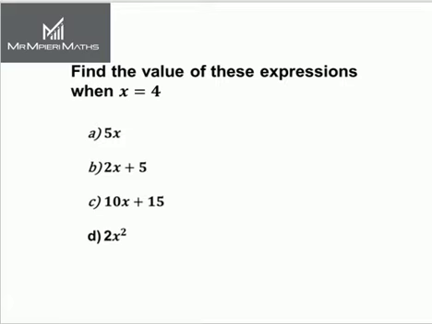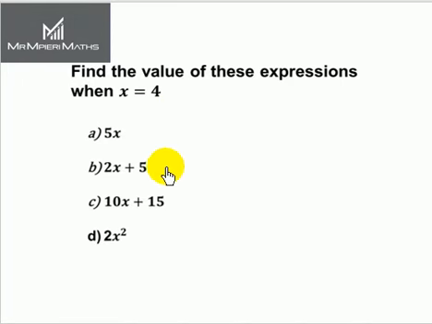If x is 4, we need to know what 5x will be. If x is 4, we need to know what 2x plus 5 will be. We need to know what 10x plus 15, and also we need to know what 2x squared would be when x is given to be 4.